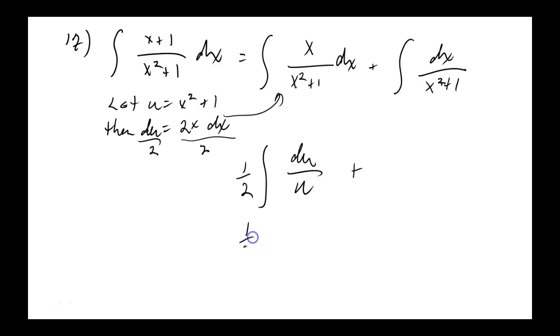It's 1/2 the natural log of u. Actually, you should say absolute value. Until you plug in what u is, that's 1/2 the natural log of x squared plus 1. Guess what? That can never be negative. So you don't need an absolute value sign. So that's the first part.